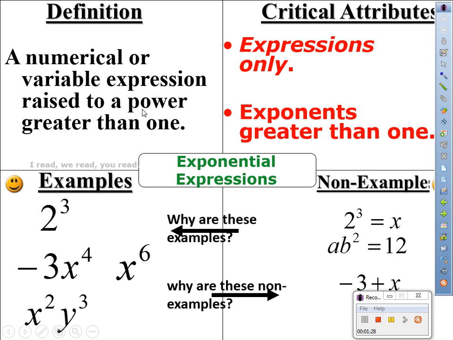Okay, so let's see. Exponential expressions are numerical and variable expressions raised to a power greater than 1. Were you pretty close? You wrote your own examples, your own non-examples, and the most important thing to remember is that we're working with expressions only, and we make sure that they have exponents greater than 1. Yes? So, I'm going to move on.